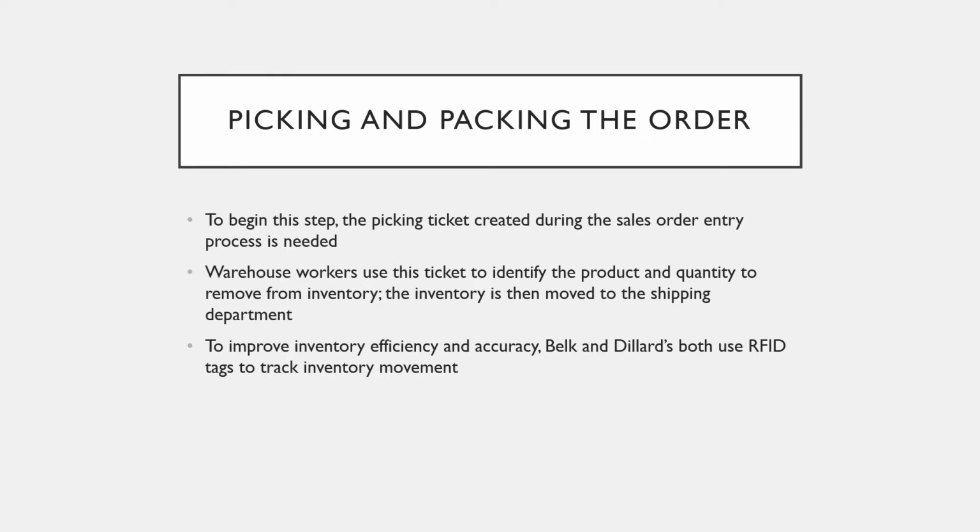To improve inventory efficiency and accuracy, Belk and Dillard's both use RFID tags to track inventory movement. RFID stands for radio frequency identification. These tags use radio frequency to search, identify, and track the movement of inventory. These labels store important information such as serial numbers to ensure proper storage and routing of inventory items.